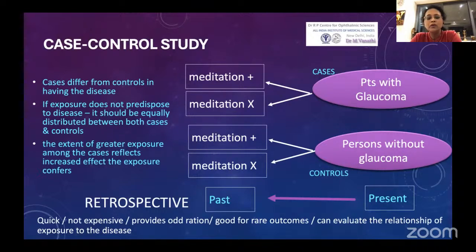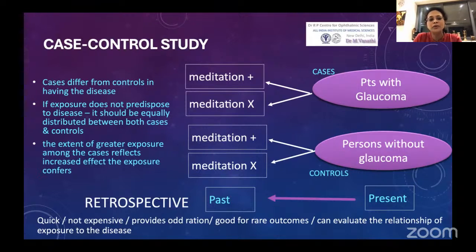And your control will be a group of patients who are not having glaucoma. But both these groups are exposed to the particular event which you are analyzing here. So for example, you're looking at those with glaucoma who do meditation and who do not do meditation, and those without glaucoma who again do meditation and do not do meditation, and you're trying to find out, does meditation really affect intraocular pressure, and what's the effect of meditation on intraocular pressure here?